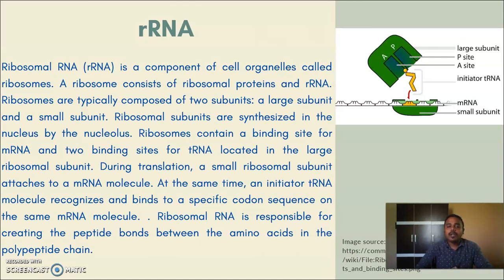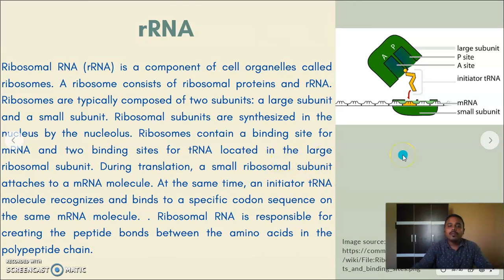These ribosomes are typically composed of 2 subunits. You could see in the image here. So these are the 2 subunits. One is called the larger subunit and the second one is called the smaller subunit. So this larger subunit and smaller subunit together form your ribosomes.